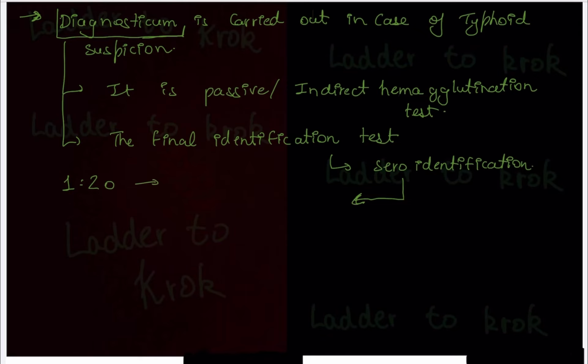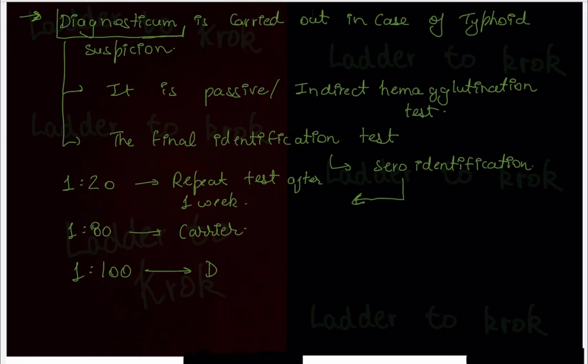If it's 1:20, then repeat the test after 1 week. If the ratio is 1:80, then the patient is a carrier. If the ratio is 1:100, that means diagnosis confirmed.